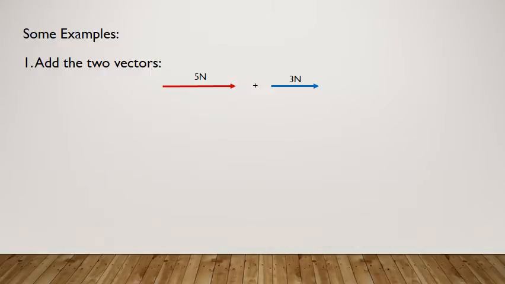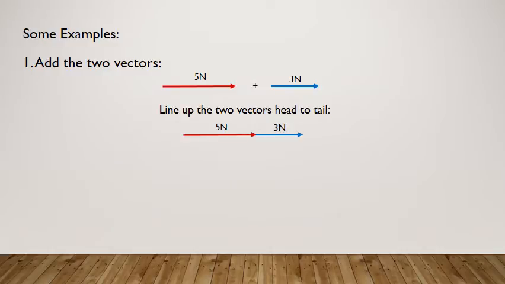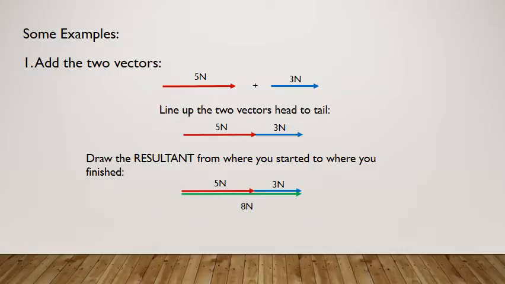Let's have a look at some examples. Nice simple one to start with. Add these two vectors. They're both force vectors. One's 5 newtons, one's 3. All you need to do, as we said before, is line them up head to tail, so that you can see the 5 Newton vector, the head of that one, the tail of the 3 Newton vector, and draw the resultant from where you started to where you ended up. And our answer is 8 newtons.